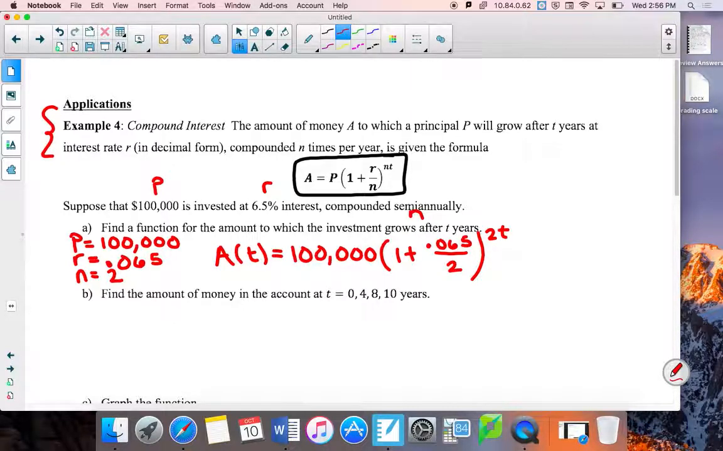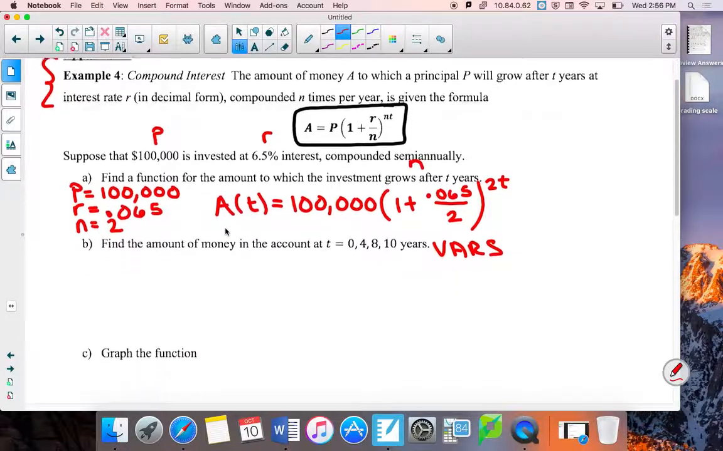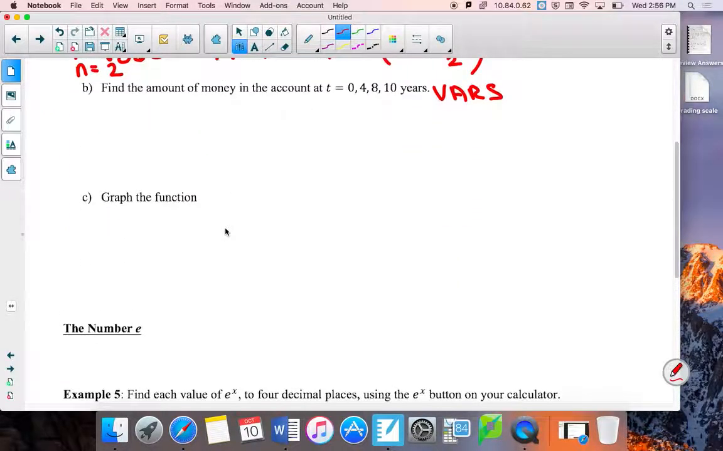That's just the equation. Now, find the amount of money in the account at time 0, 4, 8, and 10 years. If you want to remember how to do that VARS in your calculator, I'll show you again in class. But if you want to try that at home and just practice and see if you can remember how to do that VARS, that would be awesome. But again, I'll fill that out in class. I'm just going to start it so I remember to talk about it. And then we're not going to graph this function. The numbers are super, super large, but we're not going to graph it.